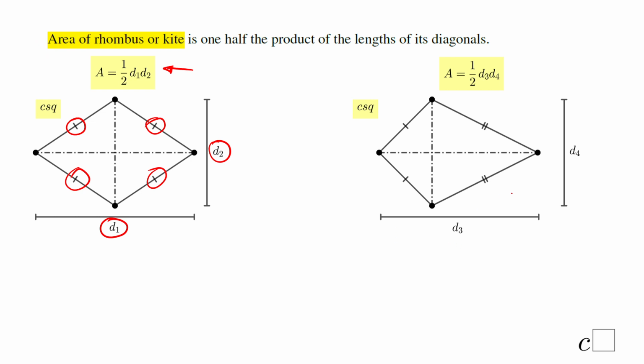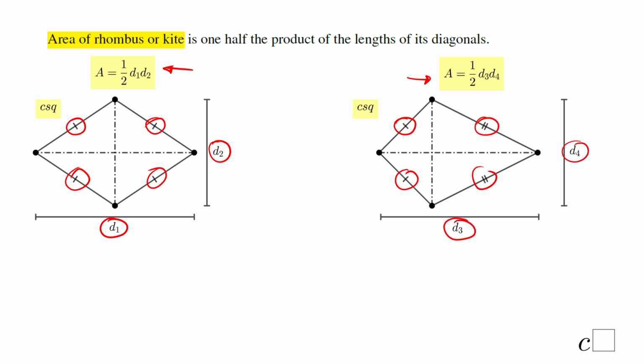What about the next picture? The next picture here is a kite. You notice these two sides are congruent, these two sides are congruent, however, that's it. The other two are not congruent. But again, a good one for the area to remember. The area is the same. You multiply the diagonals, divide by 2. Okay, the diagonals are these two.